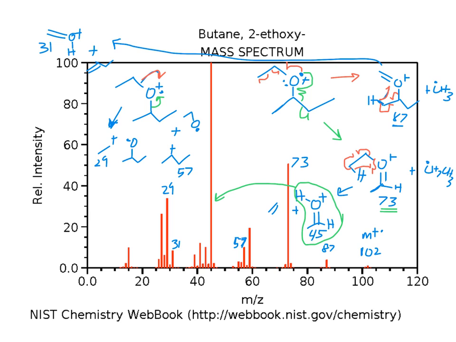So we go from 73 to 45. I think there's a way also to go from 87 to 59. So 87 could also follow that same type of pathway to get to the 59. And we also generated 31. So I'm not quite sure why that one is so big.